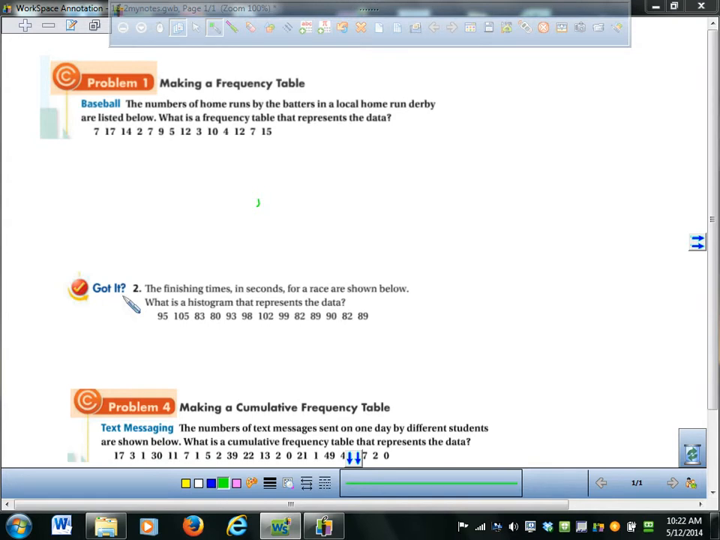Be taking some, paying attention, maybe taking some notes.